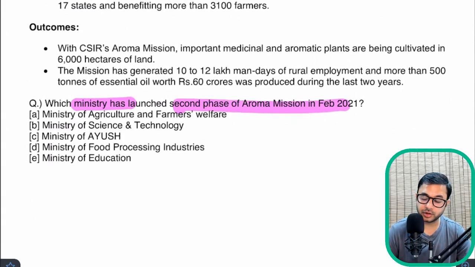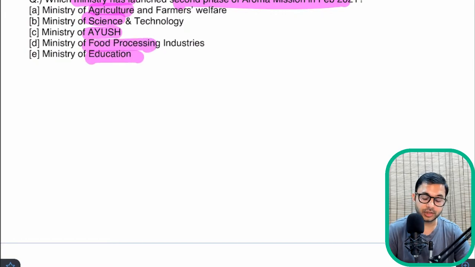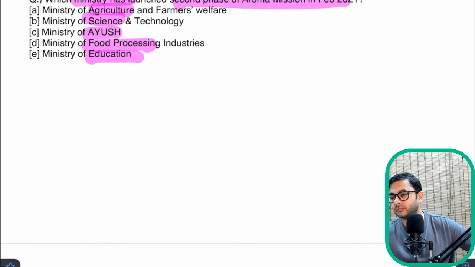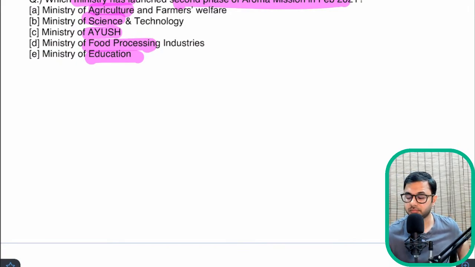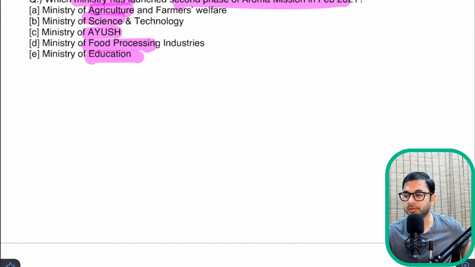Which ministry has launched the second phase of Aruma mission in February 2021? Ministry of Agriculture, Science, Ayush, Food Processing, Education. Yes, the answer is option number B, Ministry of Science and Tech. That is the correct answer option here.